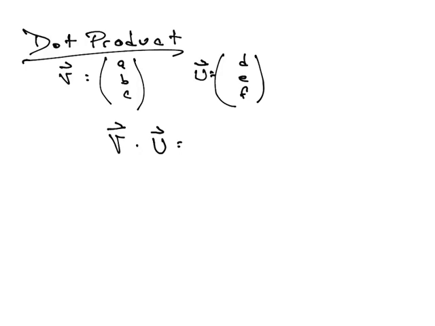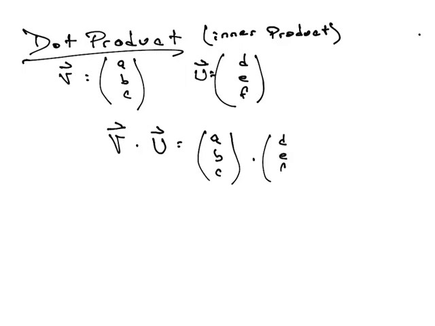The first is what's called the dot product. Also sometimes it's called the inner product. You see this a lot in quantum mechanics. So the dot product. And the reason it's called the dot product, of course, is because the little operator symbol is a dot. Well, to do it, let's write it. A, B, C, dotted with D, E, F.